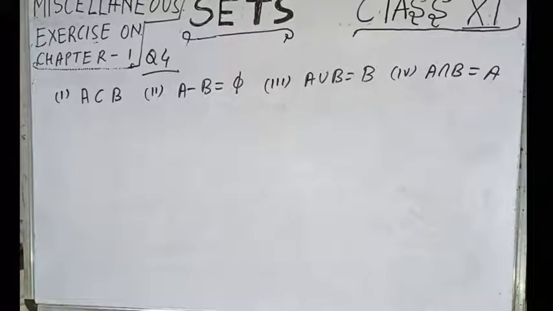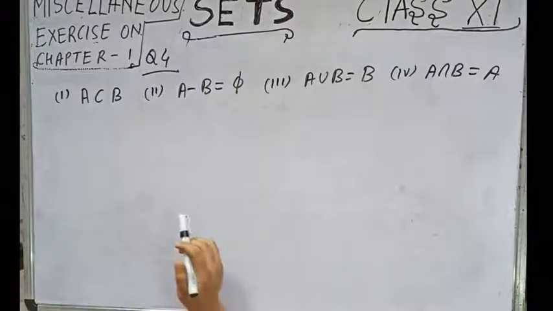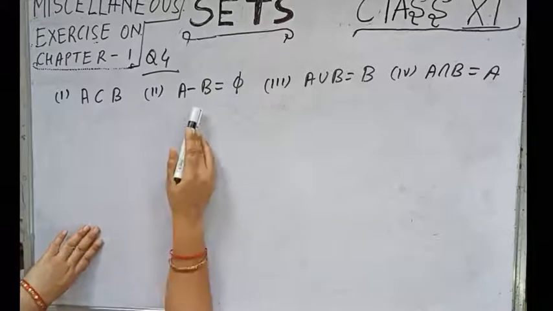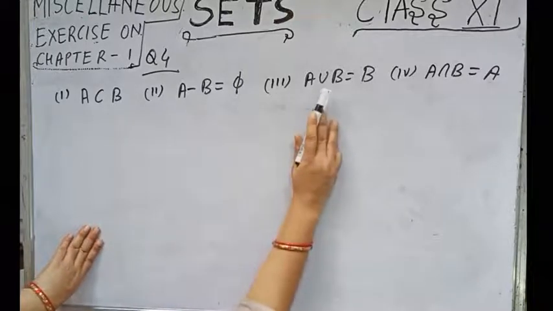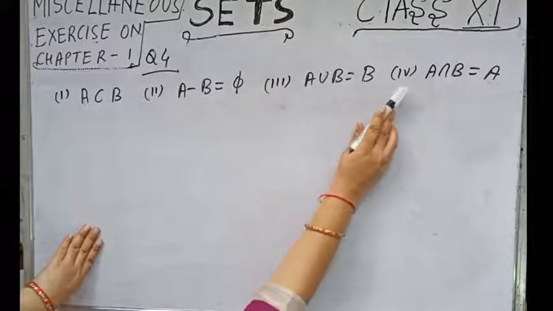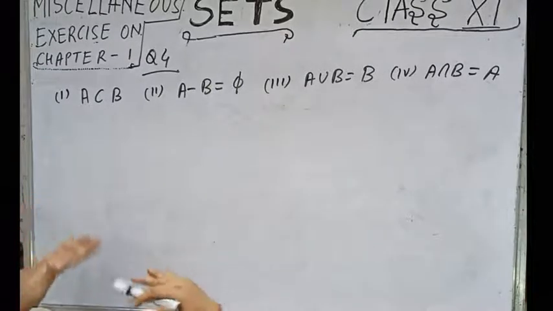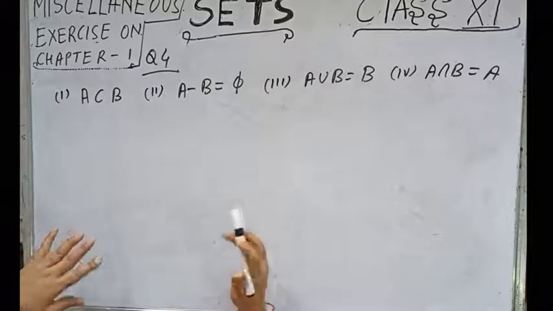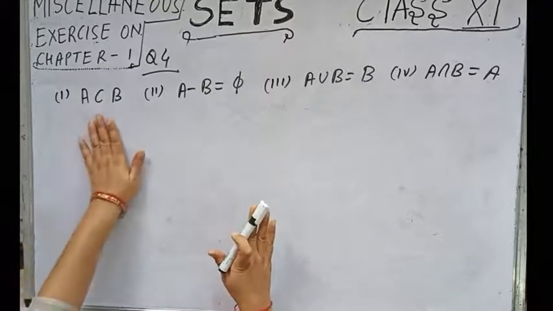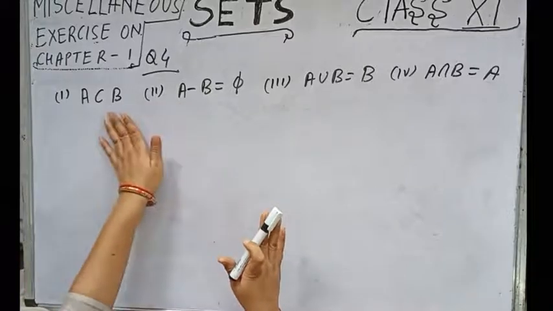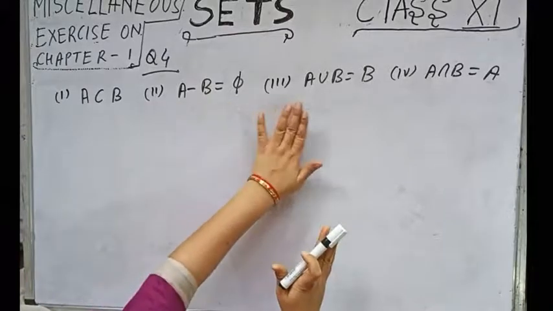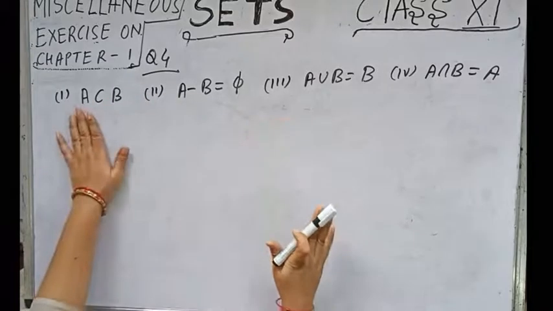Now let us move to question number 4. Question number 4 is saying that show that the following 4 conditions are equivalent, and the 4 conditions are given as A is the subset of B, A minus B equals to 5, A union B is equals to B, and A intersection B equals to A. So we have to prove that these all 4 statements are equivalent. So either I can show that 1 implies 2, 2 implies 3, 3 implies 4, and hence 4 implies 1.